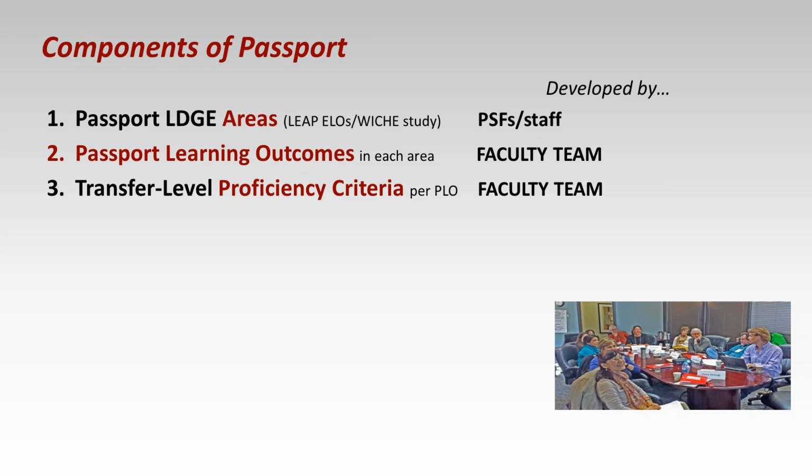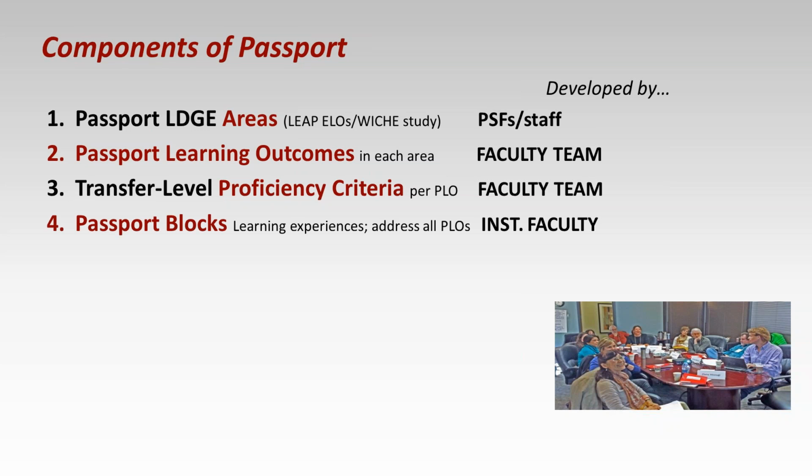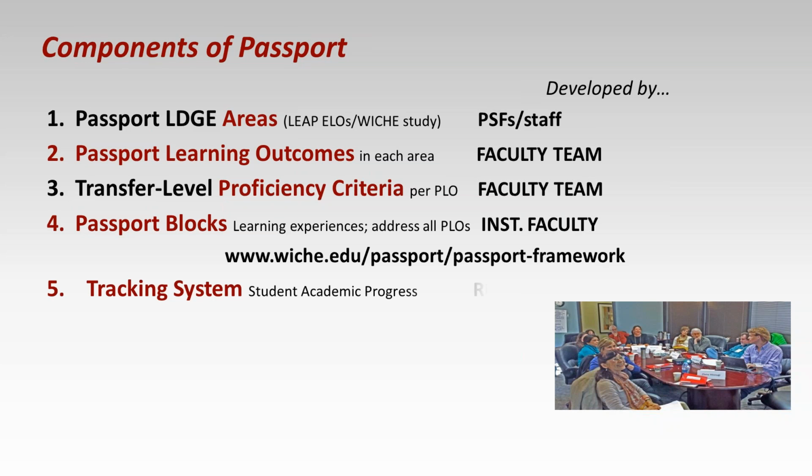Multi-state teams of faculty have also developed for each of the learning outcomes a set of transfer level proficiency criteria. In order to participate, it's necessary for faculty at each institution to develop a passport block, a set of learning experiences that address all of the passport learning outcomes. A fifth component of the passport is a tracking system. The tracking system will keep track of student academic progress, and this has been developed by registrars and institutional researchers.